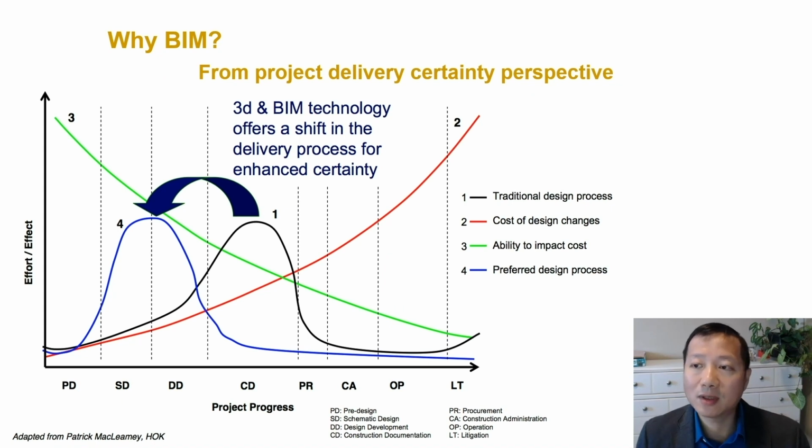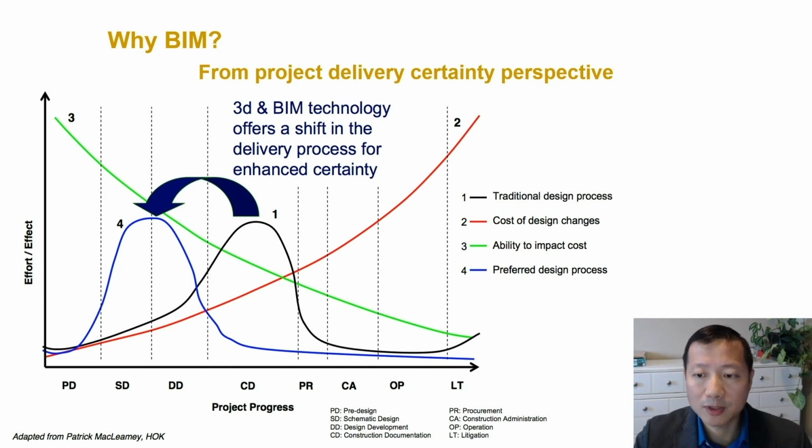And from the project delivery certainty perspective, many of you are probably familiar with this chart. The red line indicates the cost of design changes as the project progresses over time. The green line illustrates the ability to impact the cost as your project progresses. So traditionally, as your project progresses, the ability to impact your cost decreases, while your cost of design changes, right, becomes much more expensive. So this leads to the uncertainty curve right here.